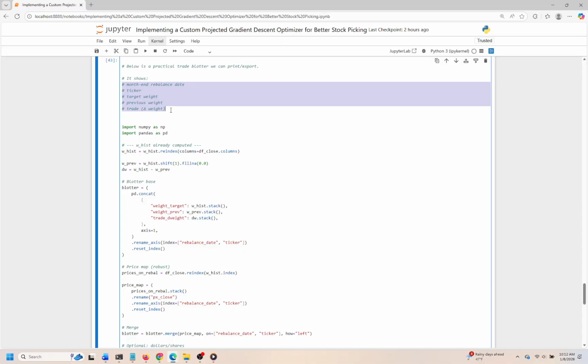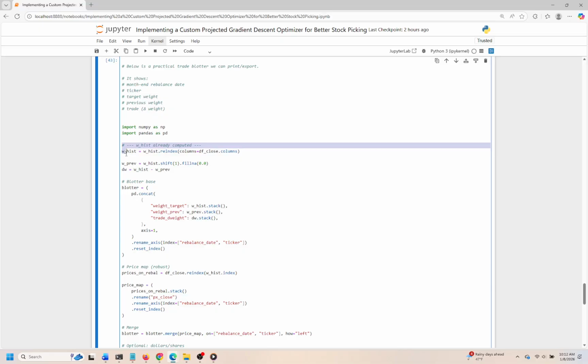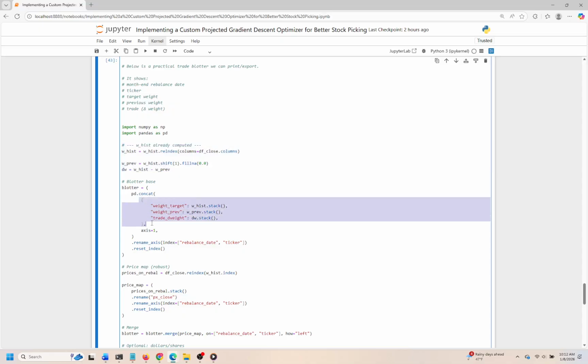The first thing we do is prepare the historical weights of the assets, aligning them with the available market data, which is crucial for accurate comparisons. Then, we calculate the previous weights by shifting our historical data, which allows us to determine how much each asset's weight has changed. This change, or delta weight, becomes a focal point for understanding how actively we're managing our portfolio.